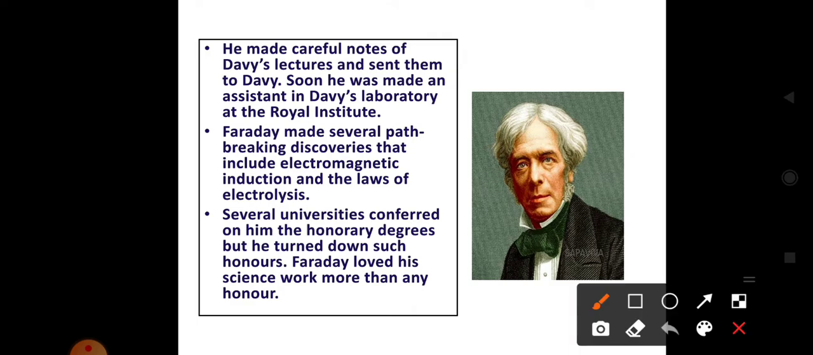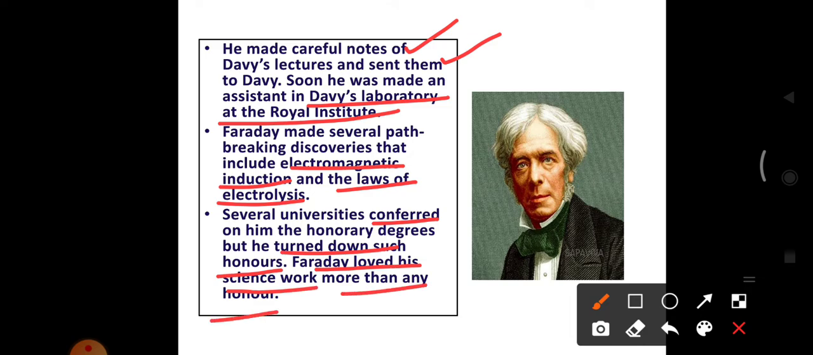He made careful notes of Davy's lectures and sent them to Davy. Soon he was made an assistant in Davy's laboratory at the Royal Institute. Faraday made several path-breaking discoveries that include electromagnetic induction and the law of electrolysis. Several universities conferred honorary degrees on him, but he turned down such honors. Faraday loved his science work more than the honor.